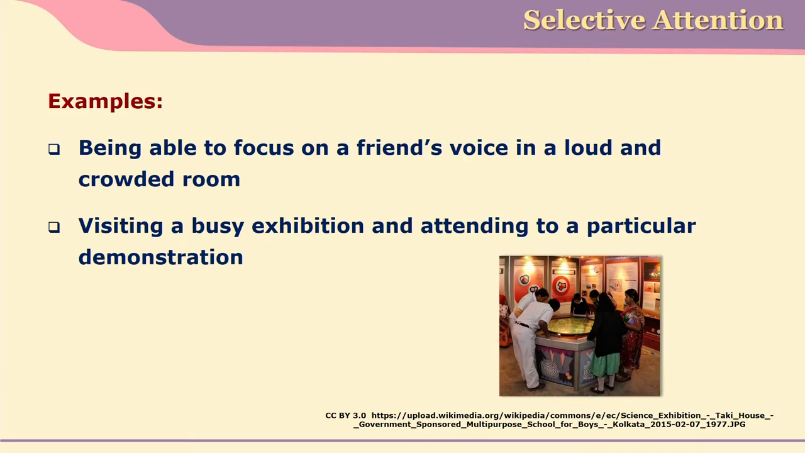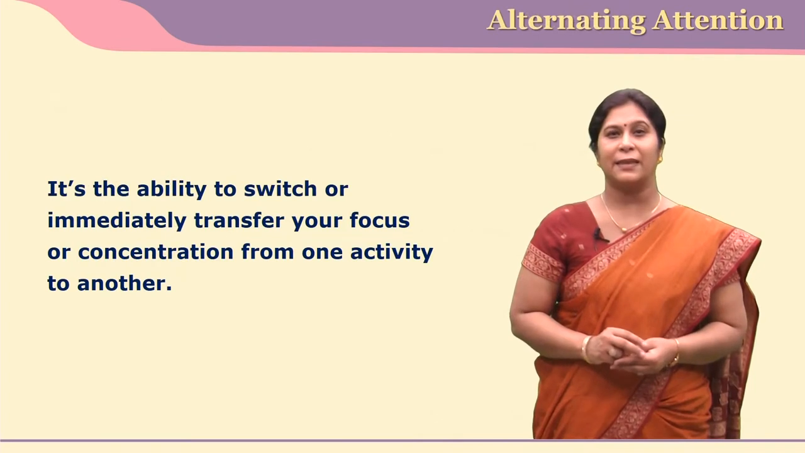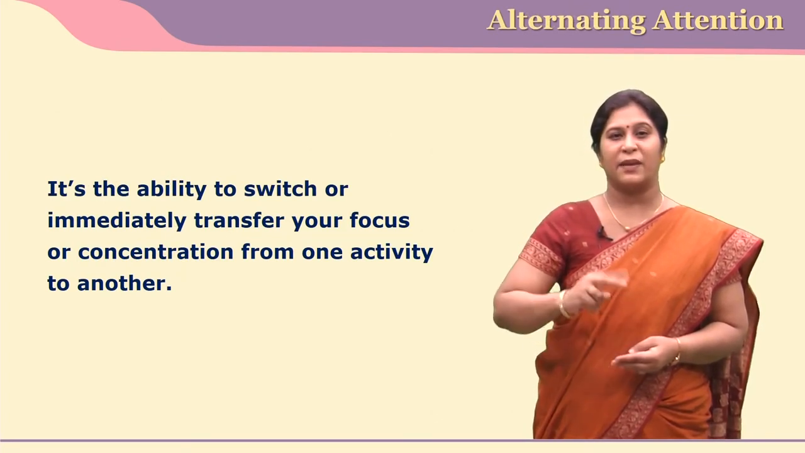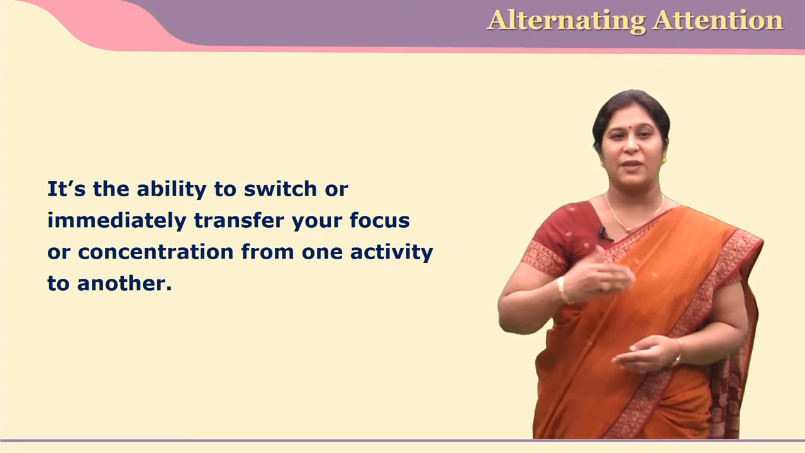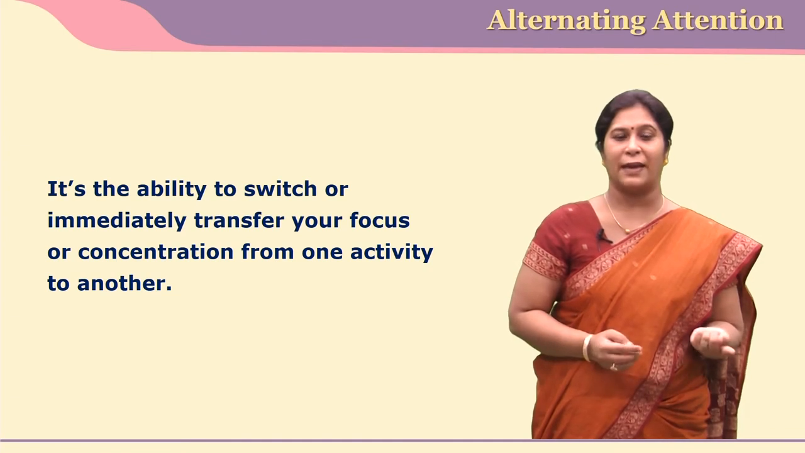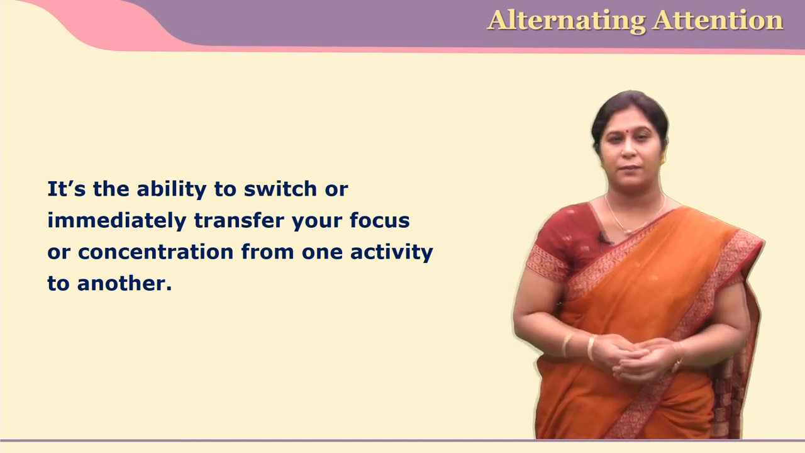Consciously or unconsciously, we pay attention to the things that appeal to our senses and ignore the irrelevant information. For example, when we are hungry, we will pay more attention to a burger rather than the sound of a phone ringing. Alternating attention. As the name suggests, it is the ability to switch or immediately transfer your focus or concentration from one activity to another.